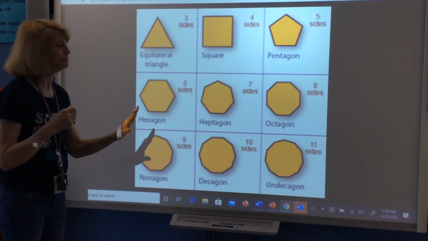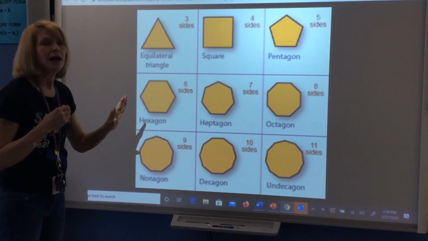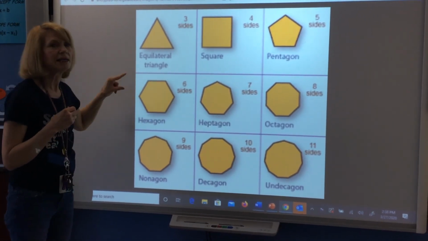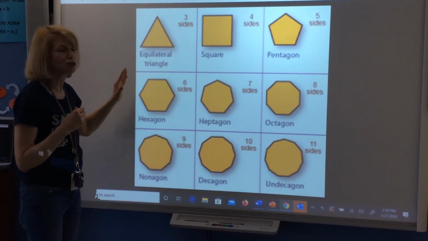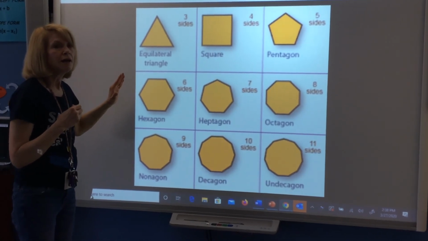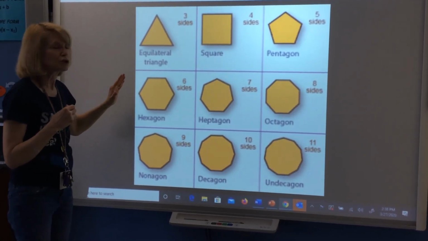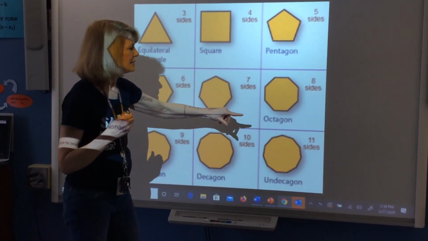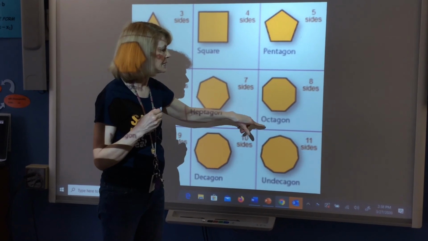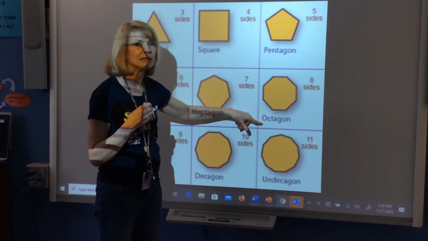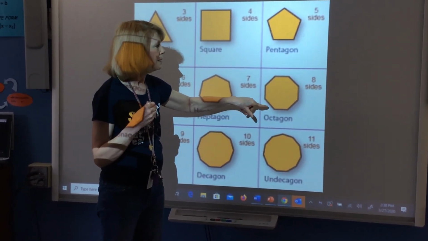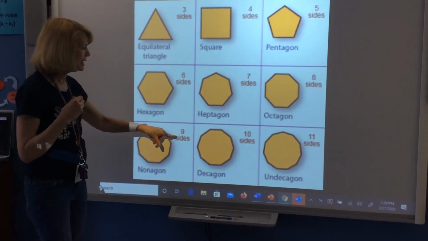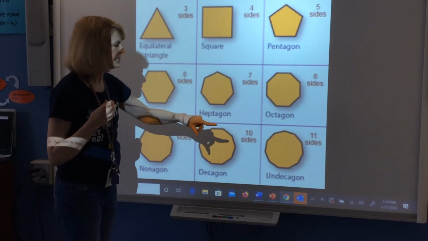A 6-sided figure like the opening to a bee's cell. If you've ever looked at a piece of honeycomb or a bee's nest, you may notice that the openings are 6-sided. The cells are 6-sided. It's a very strong structure, a 6-sided structure. Heptagon, 7 sides. Octagon, 8 sides. Octo meaning 8, like an octopus. 8 sides like a stop sign. Nonagon, 9 sides. Decagon, 10 sides.